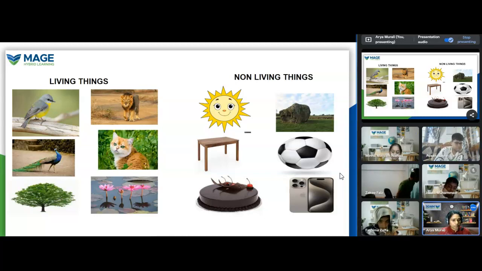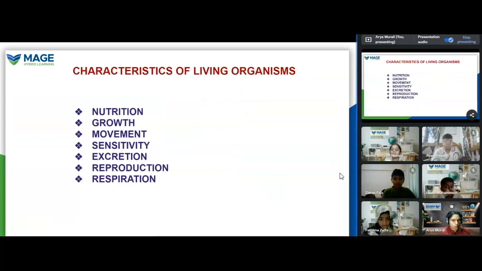Okay, finished, ma'am. Then these are the characteristics of living organisms. Can you read them out one by one? Nutrition, growth, movement, sensitivity, excretion, reproduction, respiration. Okay, is there any word familiar to you? Nutrition, respiration, growth, movement, sensitivity, reproduction.